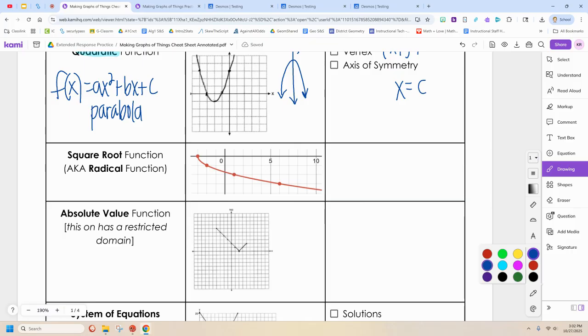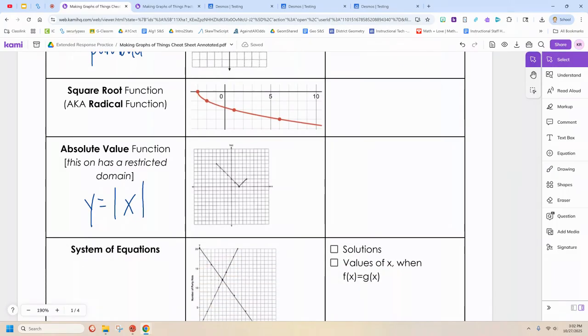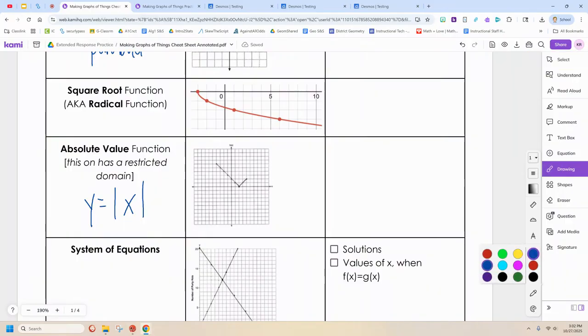Absolute value function looks like a V. So there's the absolute value symbols and then an x or more inside. This one happens to have what's called a restricted domain. So they ask them to start at, it looks like maybe -4 and don't go any farther than +4. So a restricted domain, that information is given to you like this, -4 over the interval, like that. So we'll talk a little bit about that.